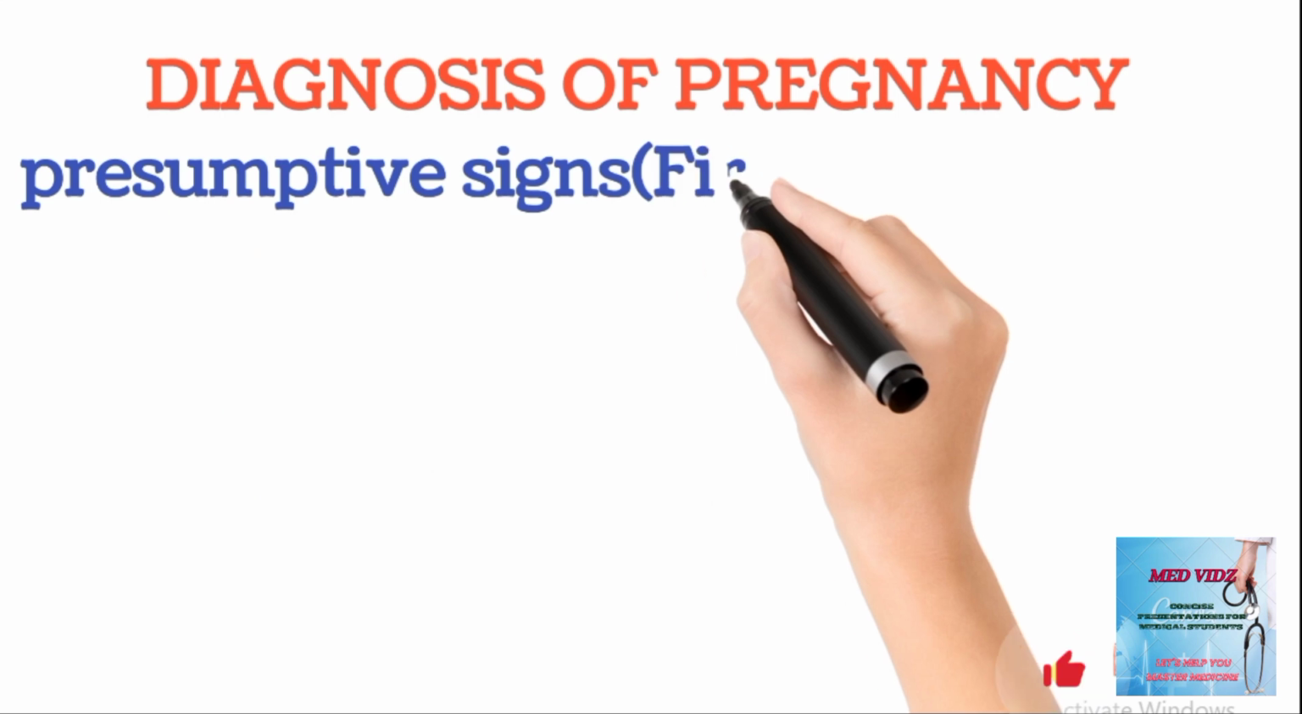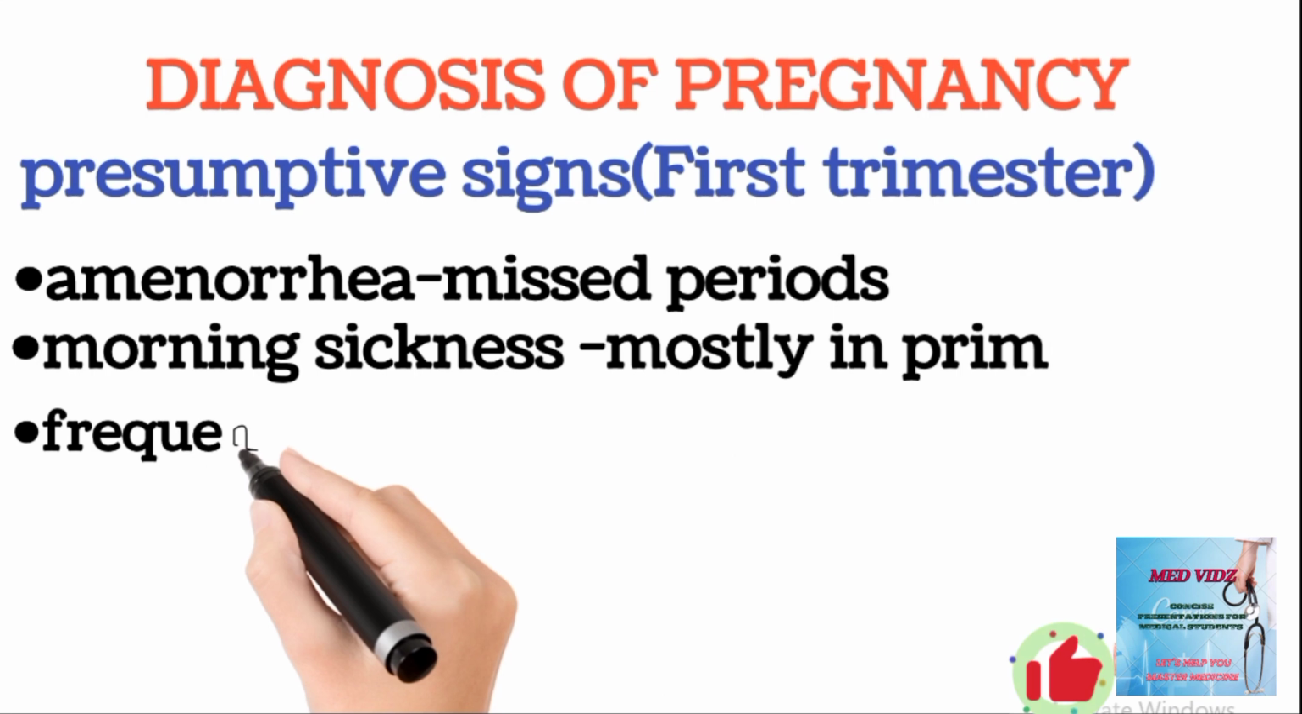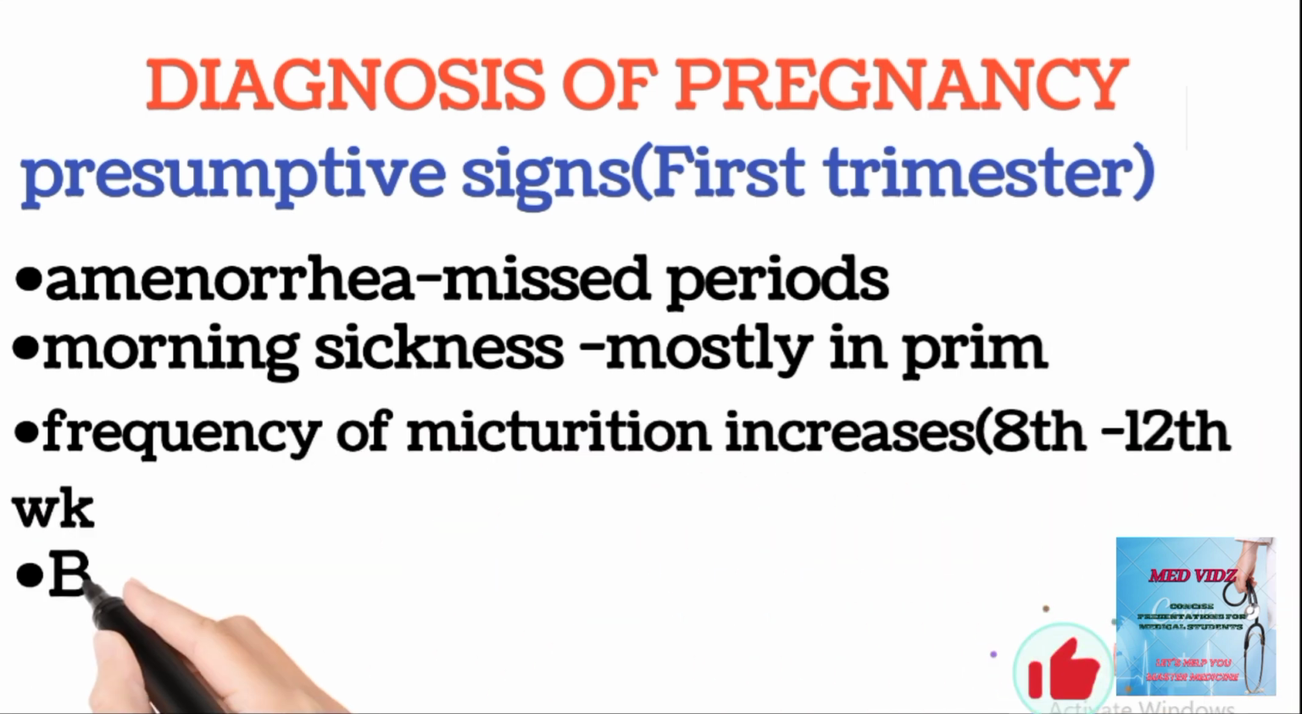So let's dive in. In the first trimester, you're going to have amenorrhea, which is absence of menses in a mother who previously had regular periods. They have morning sickness, which mostly occurs in the primigravida. Then you also have increased frequency of micturition around the 8th to 12th week, and this is due to compression of the bladder by the uterus.